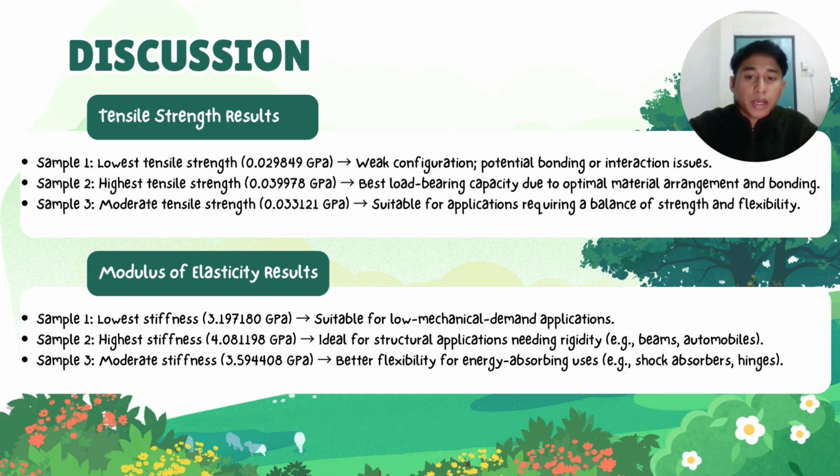So next, modulus of elasticity result. Number one, sample 1 with the lowest modulus of 3.197180 gigapascal is better suited for low mechanical demand application. Number two, sample 2 had the highest stiffness with a modulus of elasticity of 4.081198 gigapascal, making it ideal for rigid application like beams or structural reinforcement. Number three, sample 3 had a moderate modulus of 3.599844 gigapascal, with more flexibility for energy absorbing application like shock absorber or hangers.